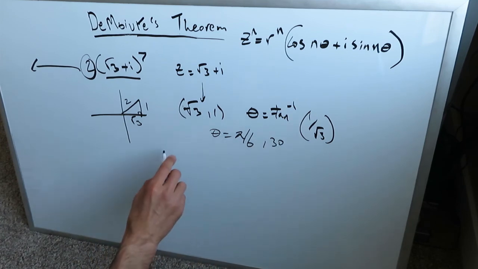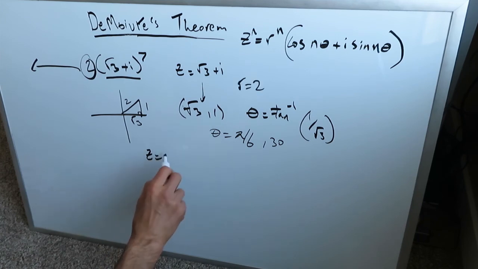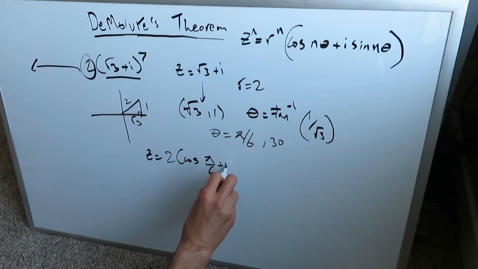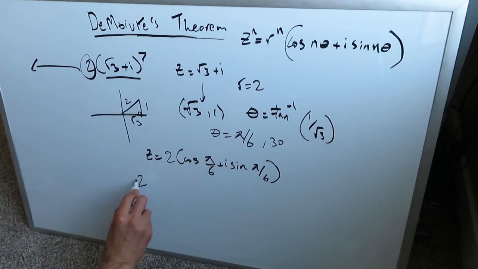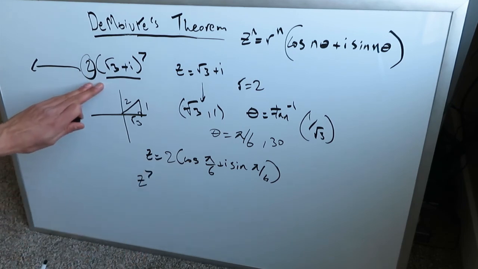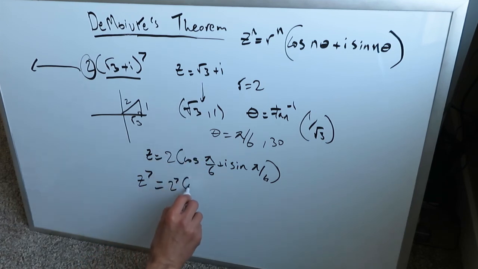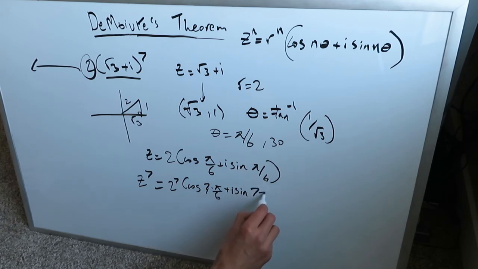Write this in the trigonometric polar form, which would be that z is equal to 2 times cosine pi over 6 plus i sine pi over 6. We have to determine z to the power of 7. And remember, I haven't forgotten about the other 2, I just pushed it aside. Put it in the form 2 to the power of 7 times cosine n theta, 7 times pi over 6, plus i sine 7 pi over 6.